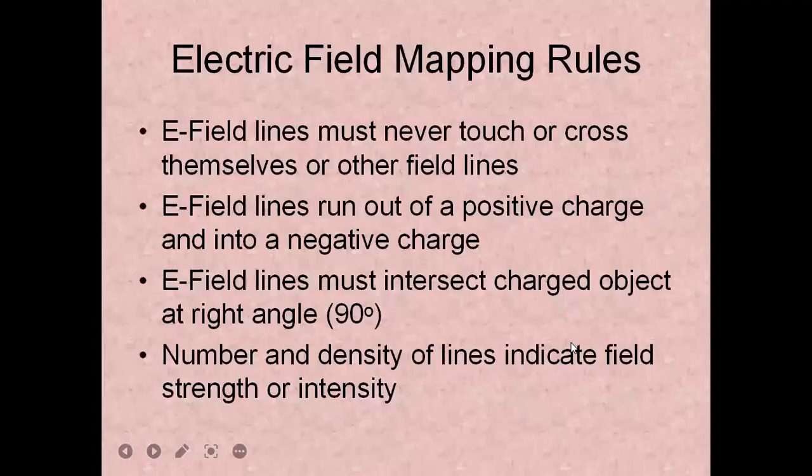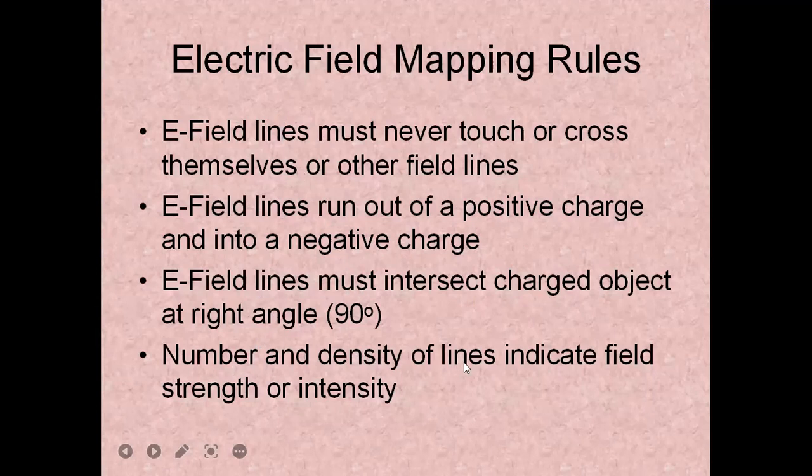So, electric field mapping rules: E field lines must never touch or cross themselves or other field lines. Electric field lines run out of a positive charge and into a negative charge. That means outward from a positive charge and inward in a negative charge. The electric field lines must intersect a charged object at a right angle. Okay, these are the important properties of electric field lines.